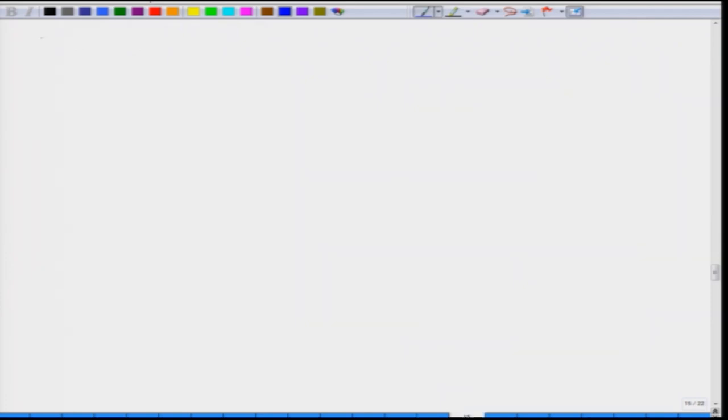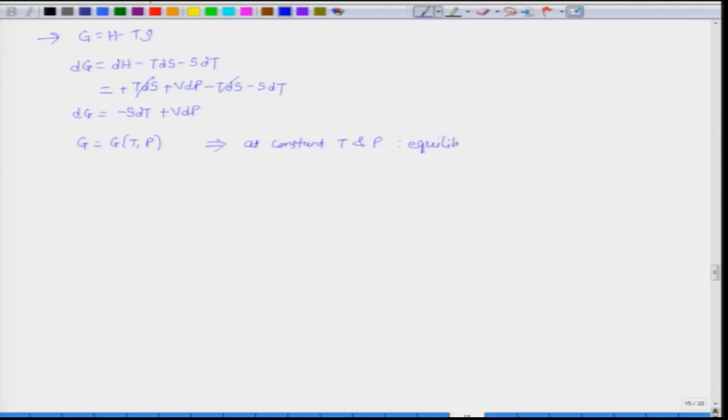So let us try to apply it to G also. Since G is equal to H minus TS, dG is equal to dH minus T dS minus S dT, and dH we know is equal to T dS plus V dP minus T dS minus S dT, and so dG is equal to minus S dT plus V dP. So now we have a state function which can be expressed as a function of T and P, and the criterion of equilibrium becomes: at constant T and P, the equilibrium state corresponds to minimum G. G is the Gibbs free energy.